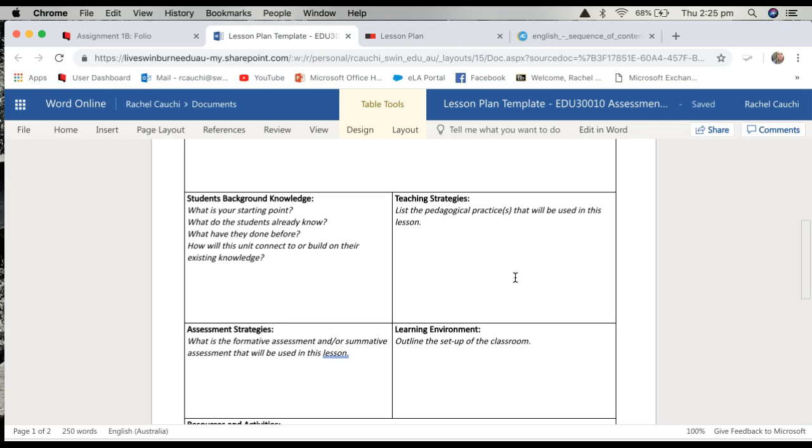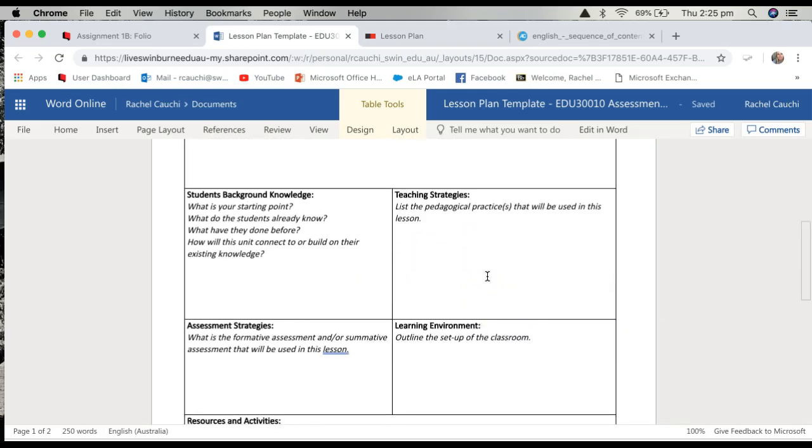So think about all the teaching strategies that can be used within your lesson and just give us a list. So at the moment, we're just listing them. We don't have to elaborate on them too much further because when you get further down into the lesson plan, you're going to be talking about how you're going to use them.